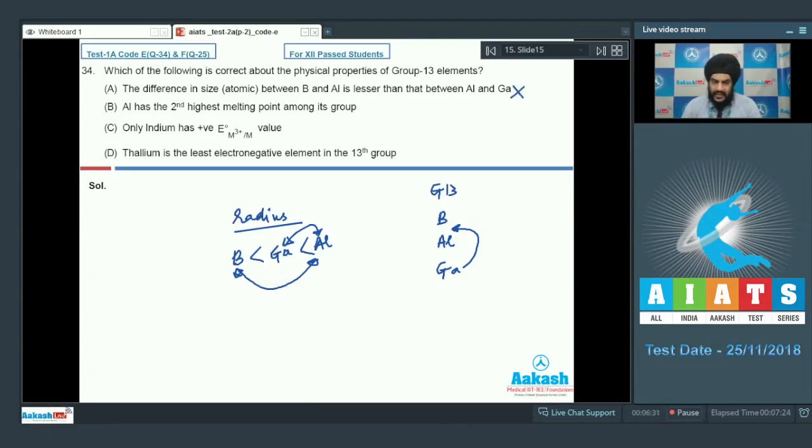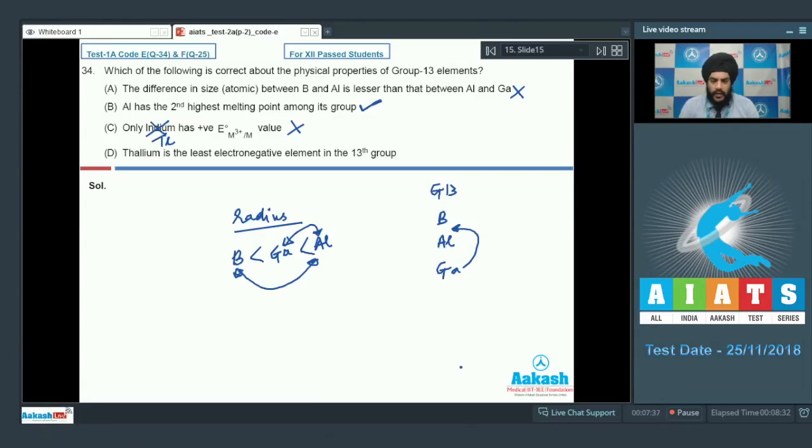Let us look at the next option now. Aluminium has the second highest melting point among its group. This statement is correct, students. The melting point of boron is the highest in the group and the melting point of aluminium is the second highest in the group. Let us look at the third option now. Only indium has positive E0 M3+/M value. Students, this statement is incorrect. So it should be thallium. So only thallium has the positive value of reduction potential.